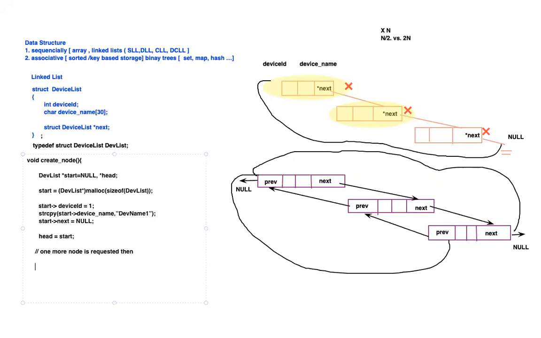So now what we want to do is have one more node added. Suppose some request comes dynamically: please add one more node. So how do I add the next node? You know already that start of next is pointing to what? Null. So now what I can say, start of next is equal to what? Malloc size of, something like this.